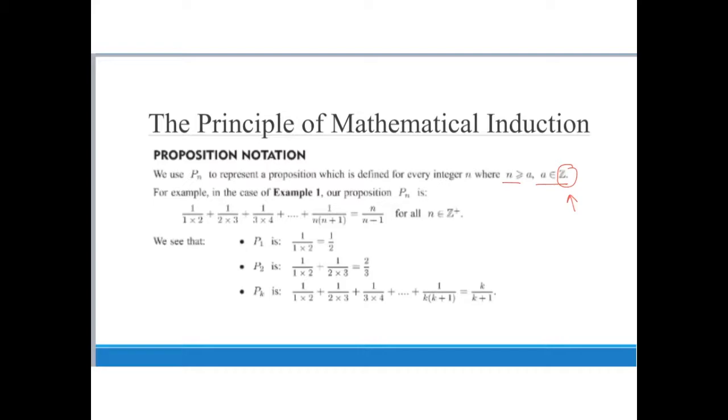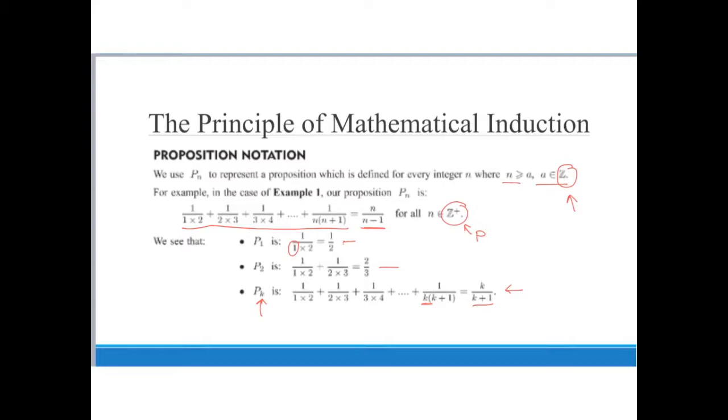So for example, in the case of example 1, our proposition Pn is that 1 over 1 times 2, all of those things give us this for all n within Z plus. This means positive integers, so 1 through to infinity, essentially. And we saw that when we did it with P1, that's when n is equal to 1, it gave us a half. Then when P2, we got 2 over 3. And then if we did Pk, we would get this. So this is if we had Pk, the kth term. We would then change these n's to k's and we'd get k over k plus 1.